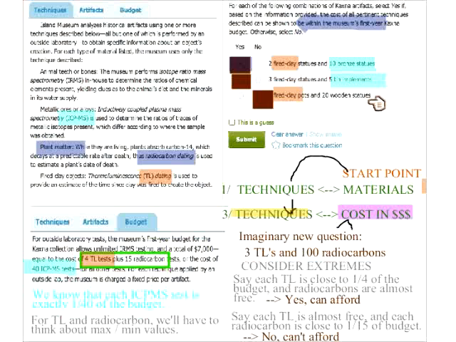Okay, what we're going to do is quit for today. Let's see, maybe we can do one more. How about this one?